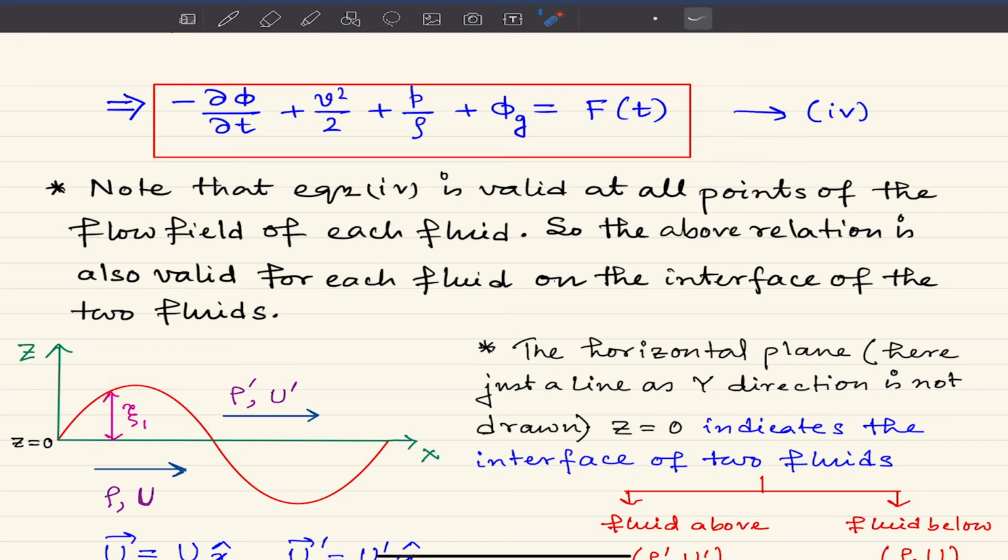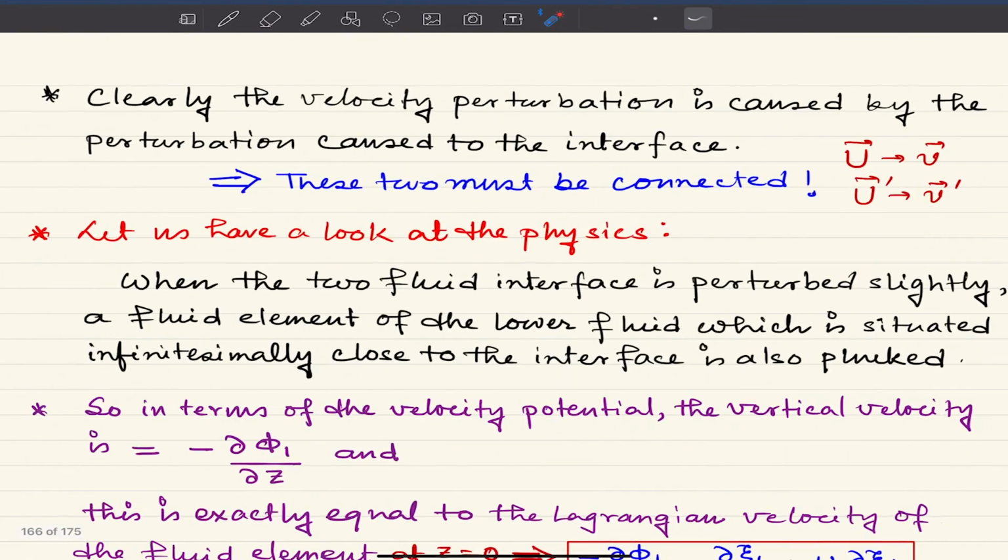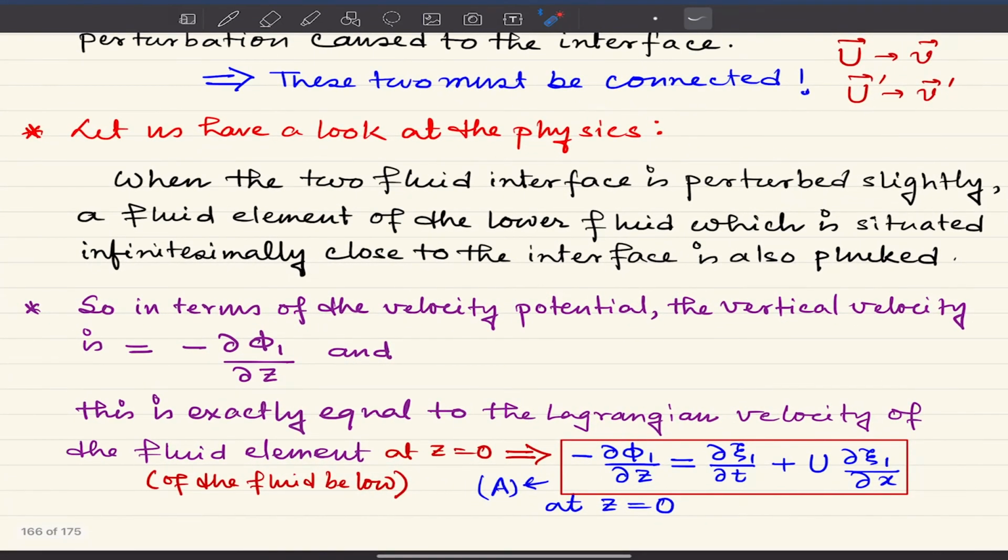So you can think that the velocity component will be exactly equal here and here, and that is nothing but d xi dt, that is the Lagrangian velocity. They only have one component, the vertical component, because the fluid element is only moving in the vertical direction, because the perturbation is made along the z direction. And these two must be equal, so this is nothing but d xi dt.